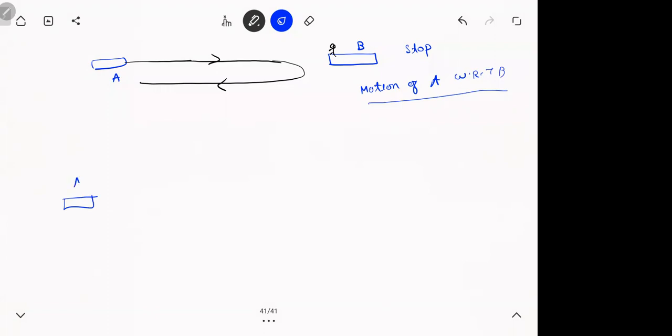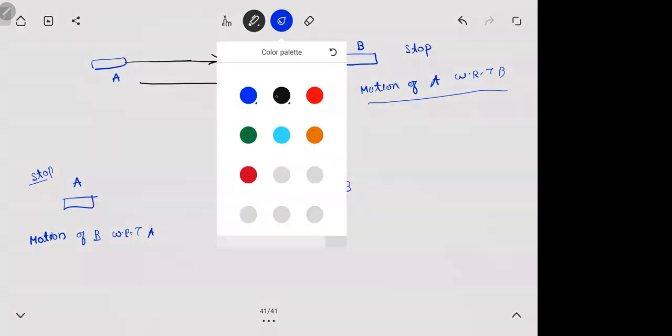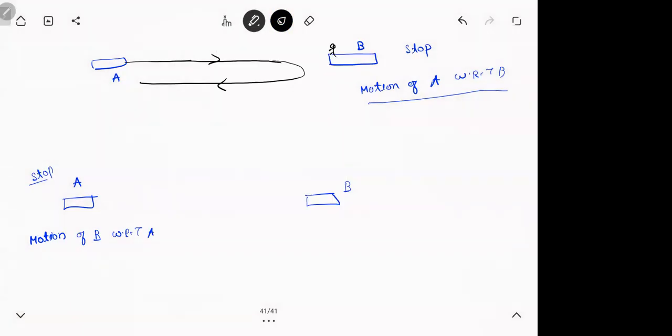Suppose if you stop A, that is, if the train driver A looks at B, you know what he will see? Motion of B with respect to A. How does it look? Can someone tell me? What will the train driver think about B? He will think B is coming towards me and turns back, isn't it? This is what they think, but in reality, both are going front only.